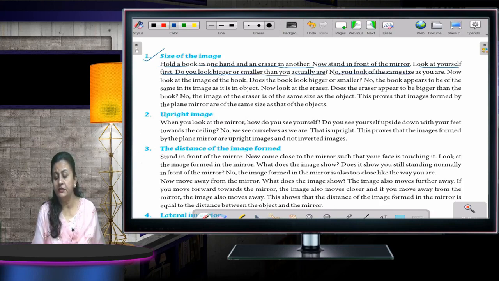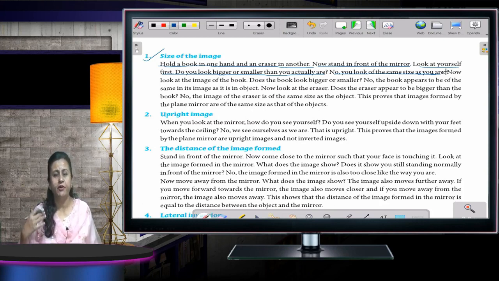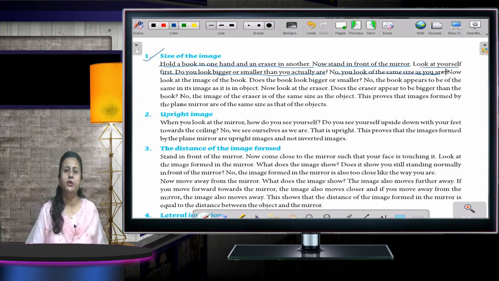No, you are of the same size as you are. You always see yourself in the mirror. Like right now, I came from my house, I dressed myself and I had a look in the mirror. Did I find myself smaller or bigger? No, it was the same. So whenever you look at yourself in a plane mirror, the size of the image is the same as the object is.